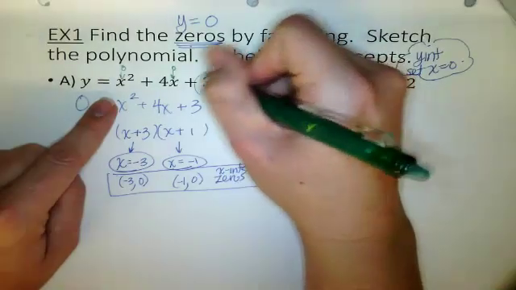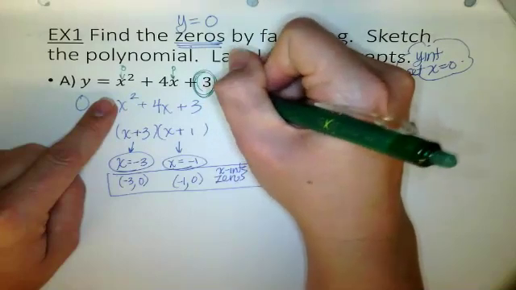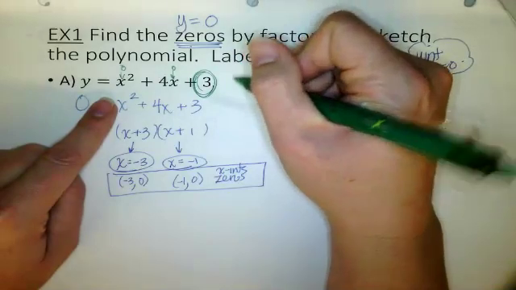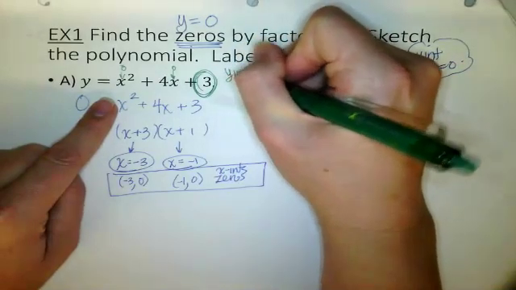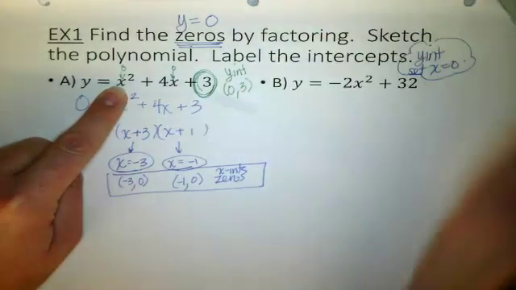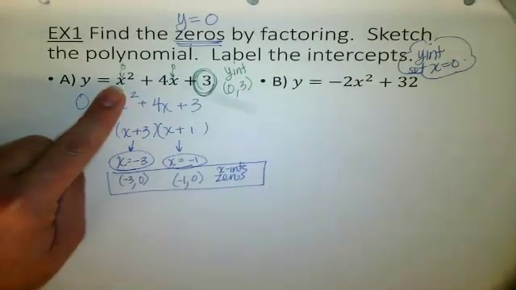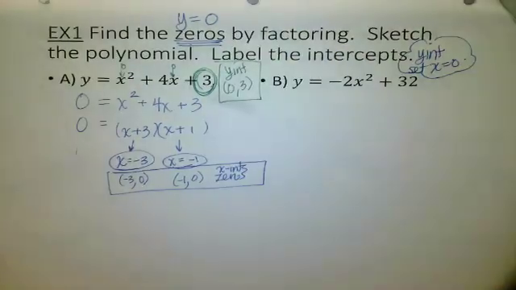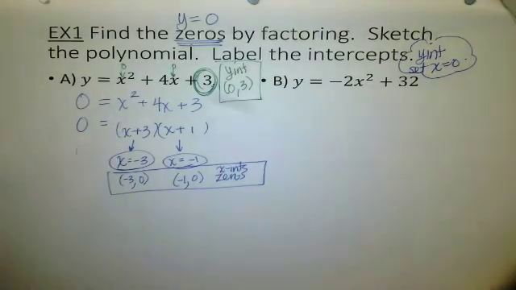This constant on the end always happens to be a y-intercept. The y-intercept happens to be, if you plug in a 0 for the x, you get a 3 out for the y. Okay? So if you have a constant, that's the y-intercept. Kind of nice. So I'm going to go ahead and plot these.